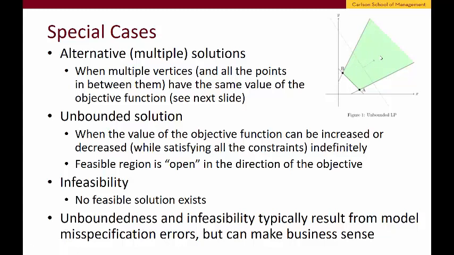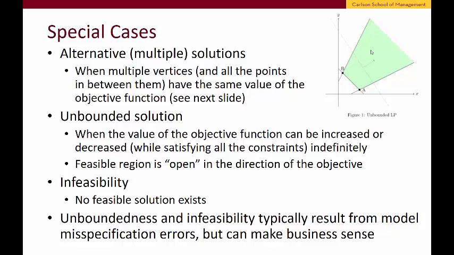Infeasibility is the direct opposite of the unboundedness. That is, instead of an open, endless green feasible region like this one here, there is no region at all. So no feasible, much less optimal solution exists. Both of these situations are most often encountered due to misspecification errors.